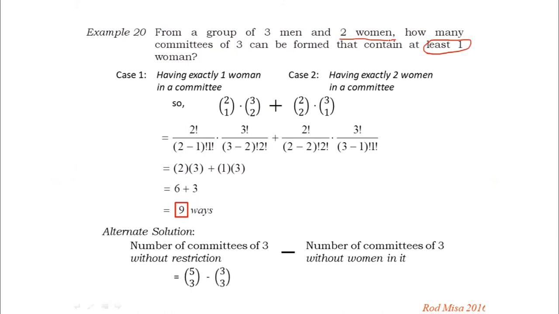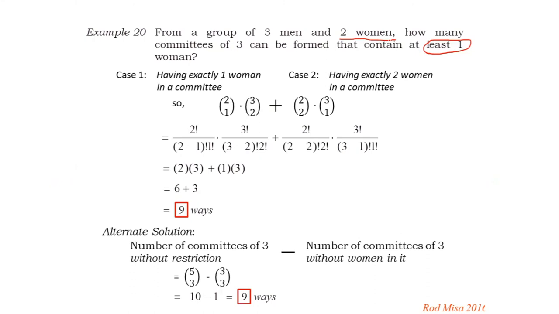And this will be subtracted by three, taken three, because when you want to count how many committees of three without women in it, is to choose your committee of three from the group of three men, so as to have a committee of three without woman in it. So five taken three, the answer is 10. And three taken three, the answer is 1. So subtracting these two numbers, we have 9 ways, and you can see that we have the same answer when using the direct method of solving this problem. But take note that this alternate solution is a little bit easier than the direct approach presented here.